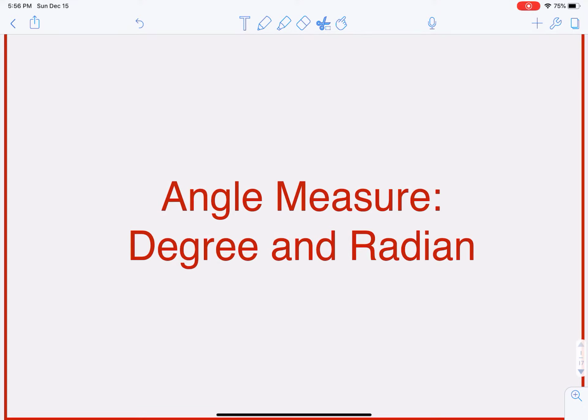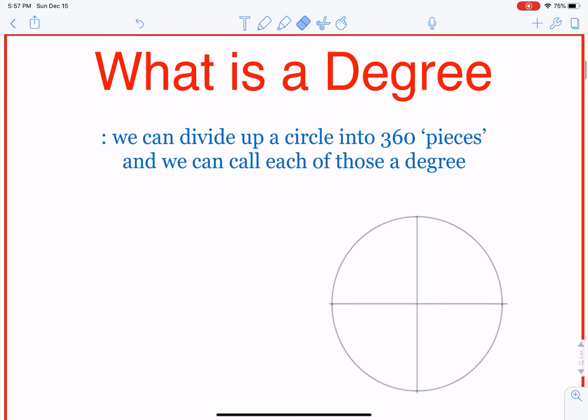All right, so as we dive into our trigonometry unit, we will start to talk a lot more about angle measure, and we will today talk about two ways to measure angles. One of them we're pretty familiar with, and that's degrees, and the other one will be new, and that's radians. So what is a degree?